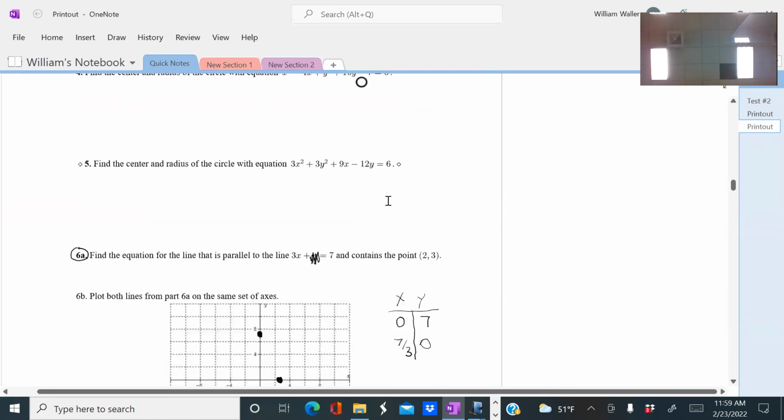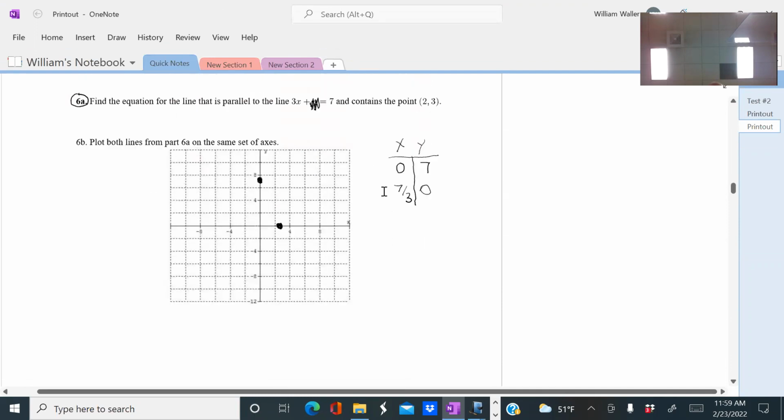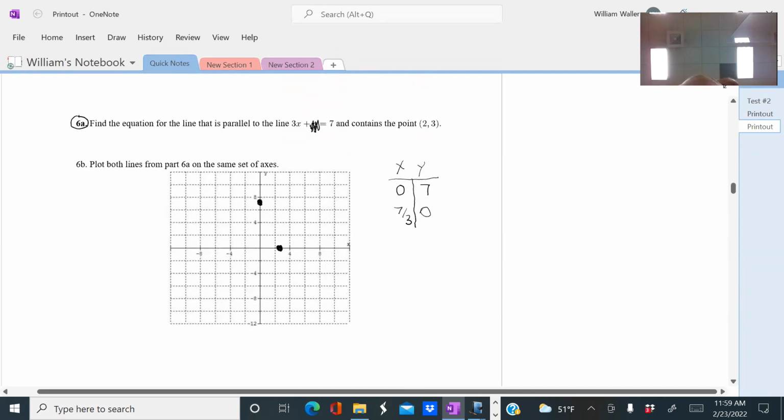Darn it. I'm just using OneNote. And so try, of course, on paper, you'll be able to do that much nicer than I can, right?